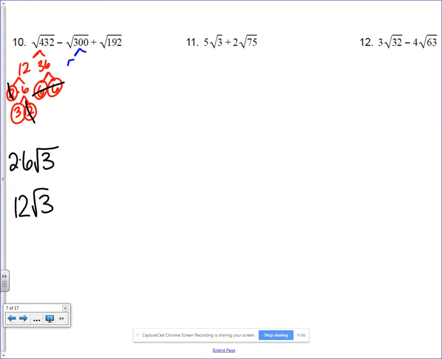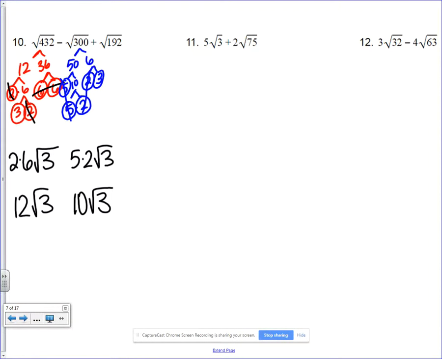50 times 6. Okay. 5 and what? There we go. So what do I get out of there? 5 times 2 with a 3 underneath. What is 5 times 2? And then the radical 3? What symbol should be between there?